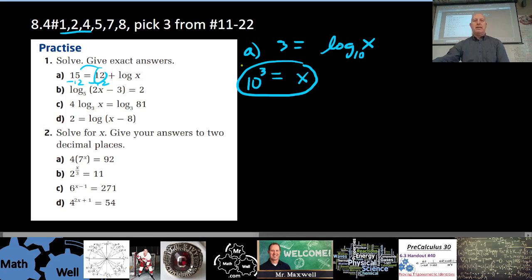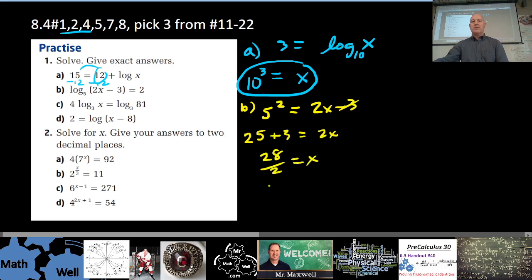All right, B. Now I have log just on one side, so I'm going to turn this into an exponential to get rid of the log. So the base is 5 to the power of what's on the other side: 5 to the power of 2 equals 2x minus 3. That's 25 over here. I'm going to add 3 to both sides, and then divide by 2. So 28 divided by 2 equals x.